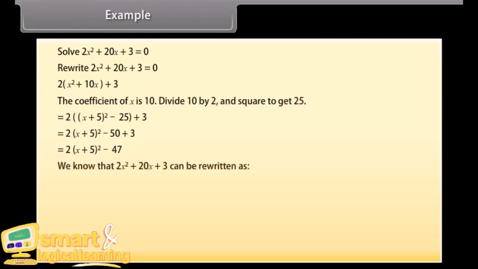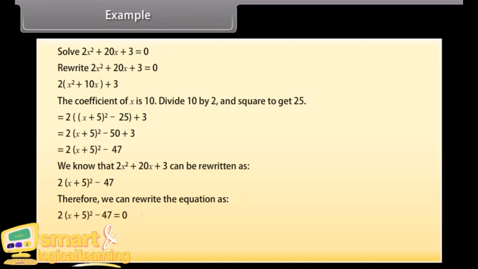We know that 2x² + 20x + 3 can be written as 2(x + 5)² - 47. Therefore, we can rewrite the equation as 2(x + 5)² - 47 = 0. 2(x + 5)² is 47. Now dividing both sides by 2 we get (x + 5)² = 23.5.